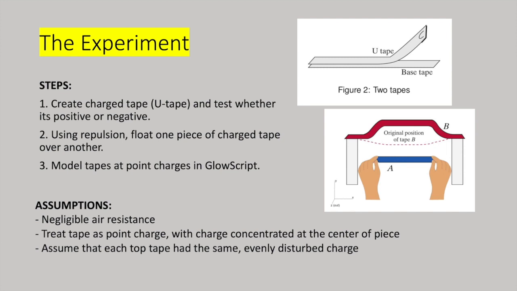Following this, I created a floating tape system using 2 pieces of charged U-tape. The effect of this can be seen in the bottom right picture. The final step of this lab was to model the system in GlowScript using Python.